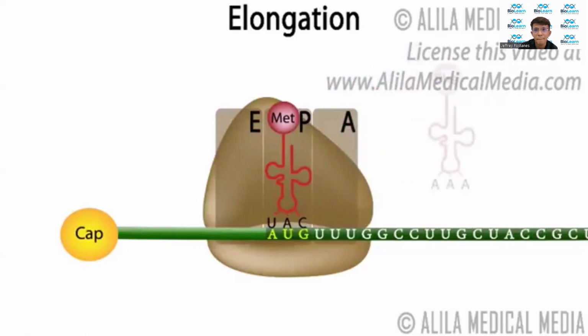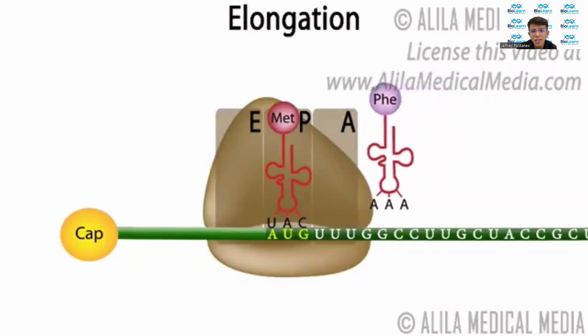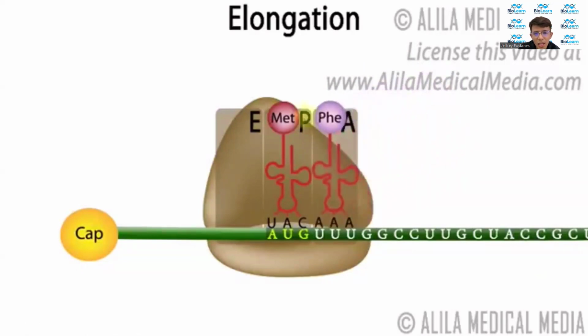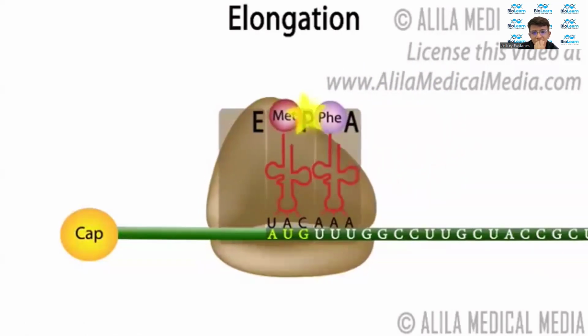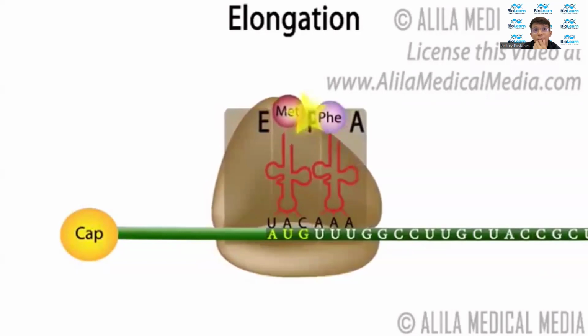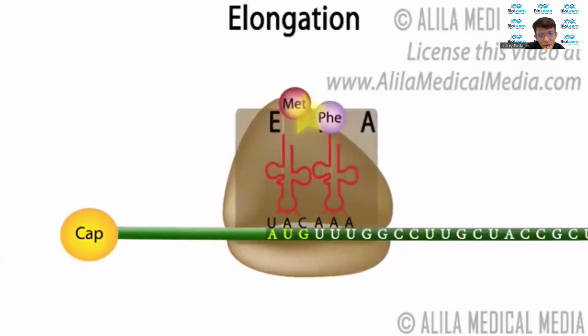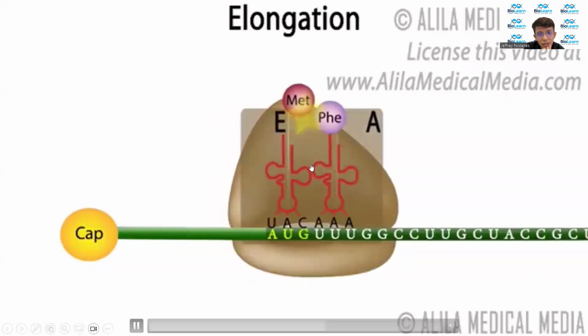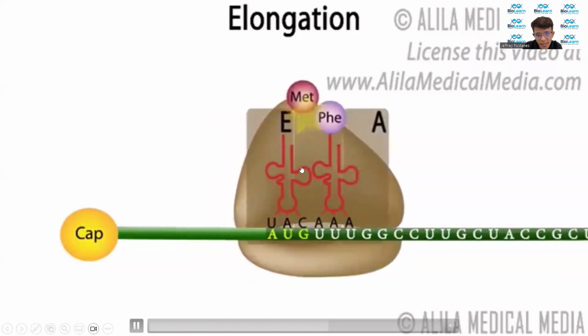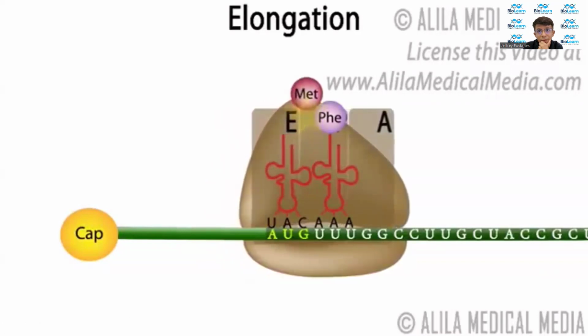When the right aminoacyl tRNA enters the A site, a peptide bond is made between the two adjacent amino acids. As the peptide bond is formed, the tRNA in the P site releases its amino acid, and the ribosome moves one triplet forward on the mRNA. The used tRNA will now proceed to the E site.